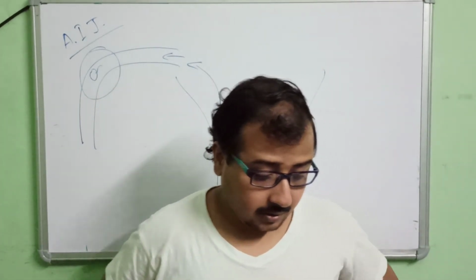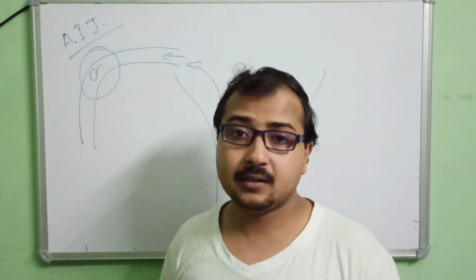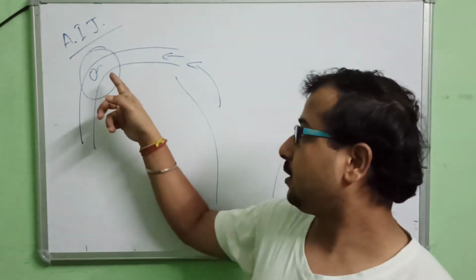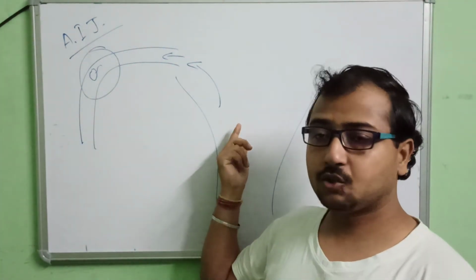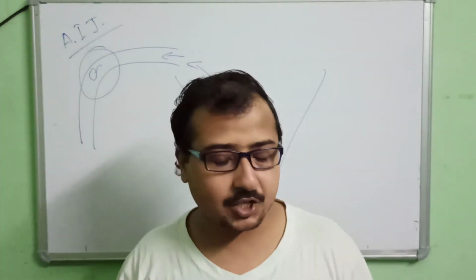Now, if they reach, then obviously fertilization takes place, and then a zygote forms. The zygote will be moving here, and it is going to implant in the endometrium wall. These steps I will be discussing in my next video.